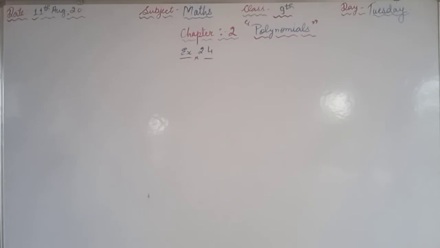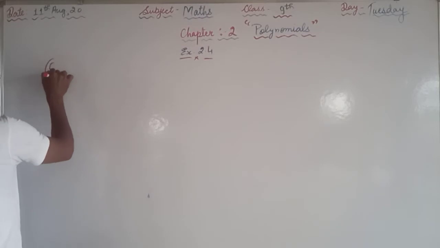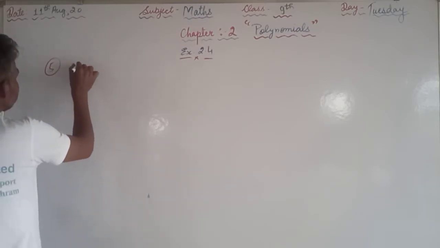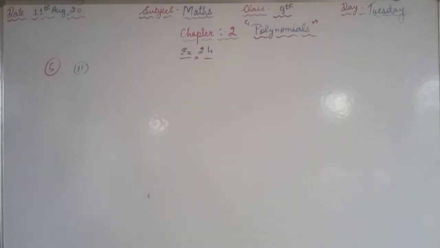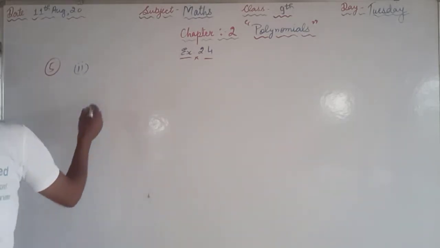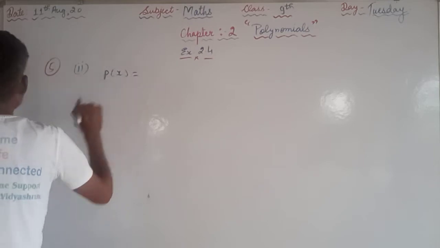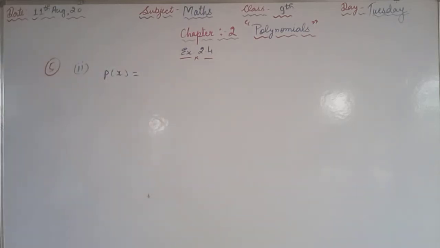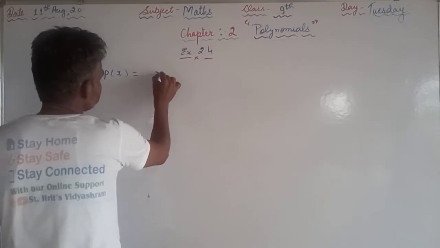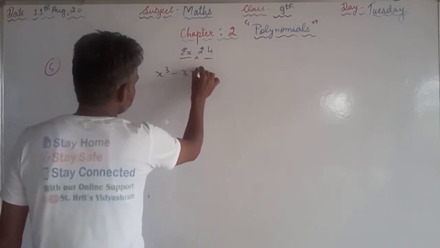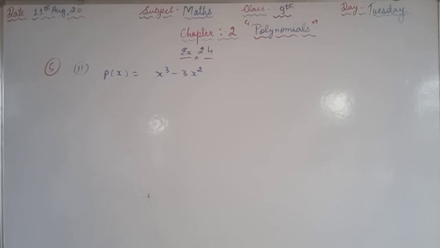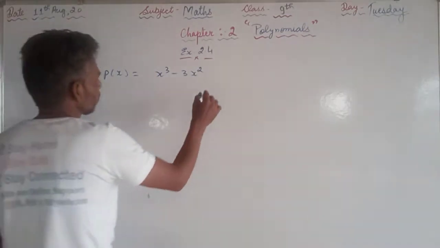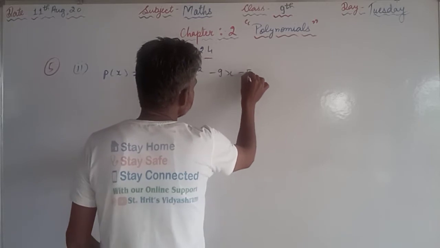So today we will continue the exercise 2.4, and we have already solved some of the questions. Today we will try to solve question number 5, part 2nd, in which we are supposed to factorize a given polynomial, and the given polynomial is p of x is equal to x cube minus 3x square minus 9x minus 5.